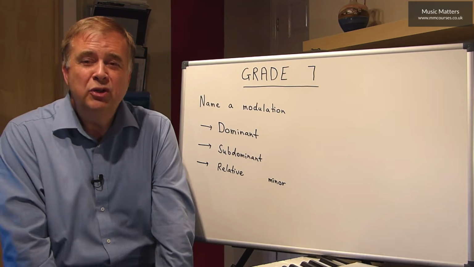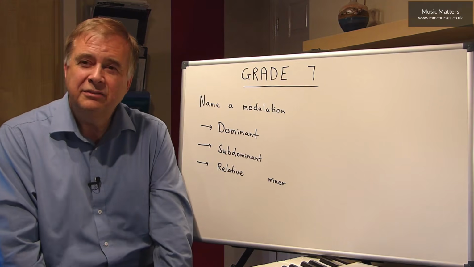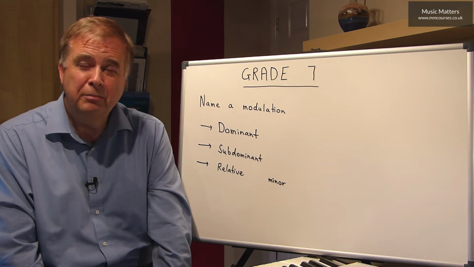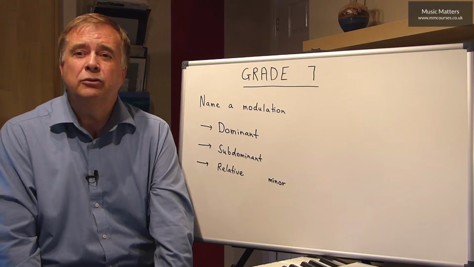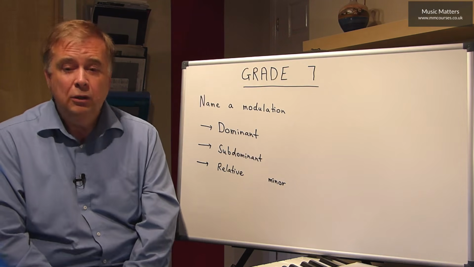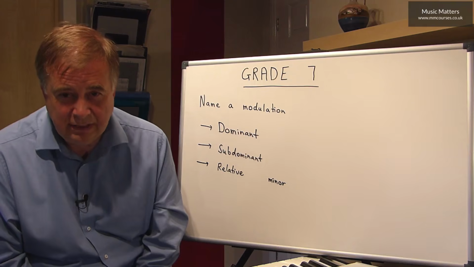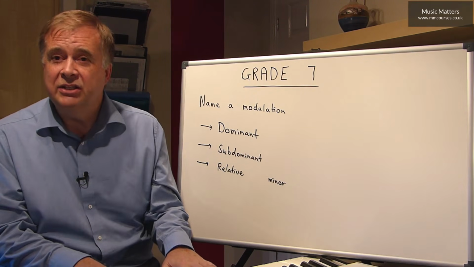You can name the key if you want to. If you do, make sure you name it as F sharp minor, because the relative key of A major is F sharp minor, not F minor. F minor's got 4 flats, F sharp minor's got 3 sharps, so it's a very different situation. So F sharp minor, or simply the relative minor. Here's the next example. B flat major is our starting point.